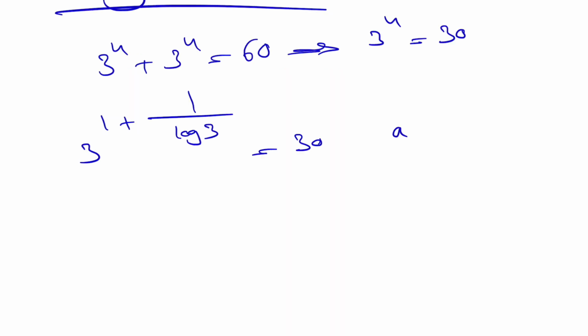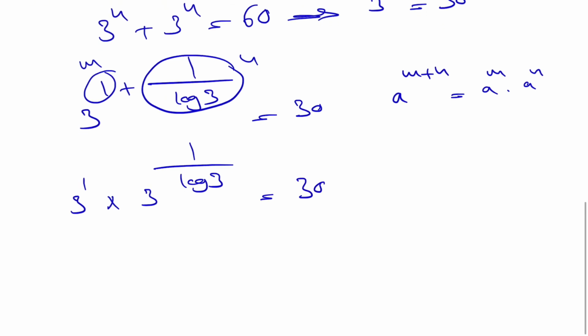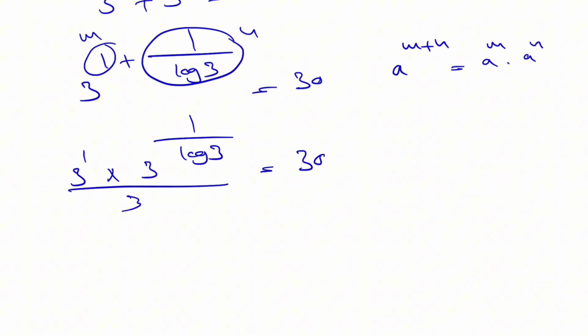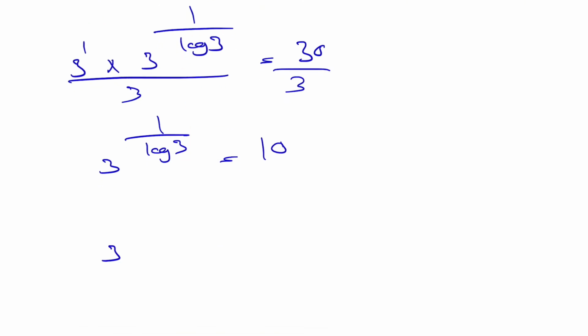And when we have a to the power of m plus n, this can be a^m times a^n. Let's consider this our m and this our n, which means we can have 3 times 3 to the power 1 over log of 3. This will be equal to 30. If you divide both sides by 3, we'll have 3 to the 1 over log of 3 is equal to 10. And as we know, the 1 is the log of 10.